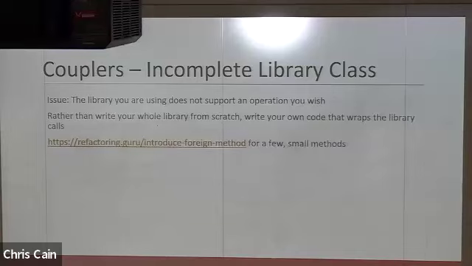So here again, I couldn't quite easily come up with a good image or a good code example for this, so I linked to Refactoring Guru. If you have a few small methods that you want to wrap around the library so that you get a little bit of additional functionality out of the library, you can introduce a foreign method. So I'll quickly show you what that looks like.